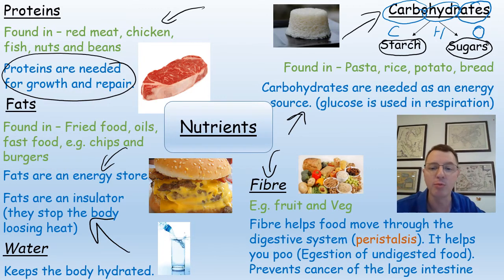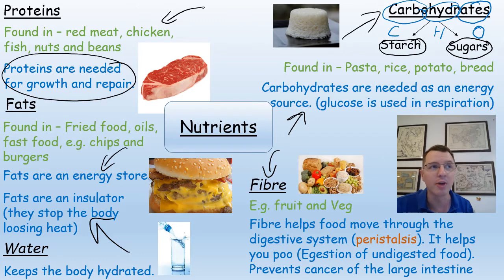Firstly, it helps food move through your digestive system by a process called peristalsis. Now, peristalsis is when the muscles of your small intestine contract in a wave of muscular contraction, one to the next, slowly pushing the food all the way down your small intestine. But if there's no fibre, there's almost nothing to push against, so your food tends not to move.